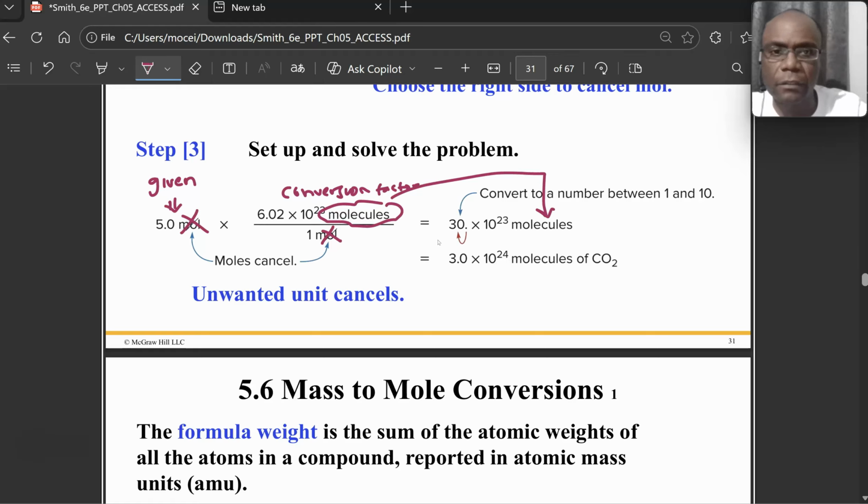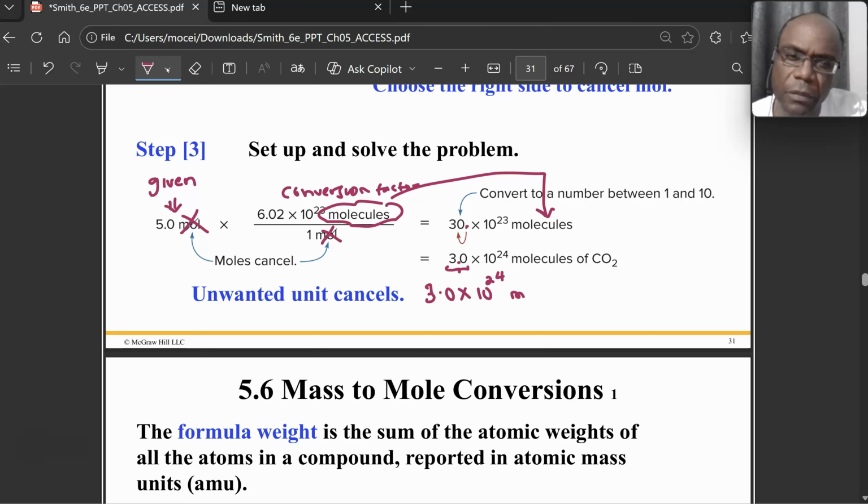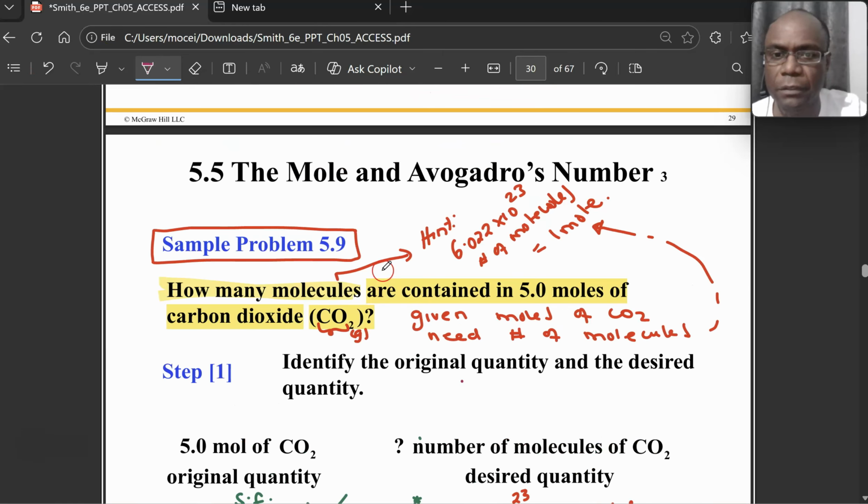You get 30. You can report that in correct scientific notation, which is 3.0 times 10 to the power 24 molecules of CO2. What this is telling me is that 3 times 10 to the power 24 molecules of CO2 is actually equal to or represented by 5.0 moles of CO2, because that's what the question was asking. The question asked how many molecules are contained in 5 moles of CO2.